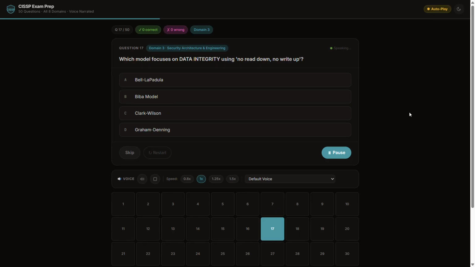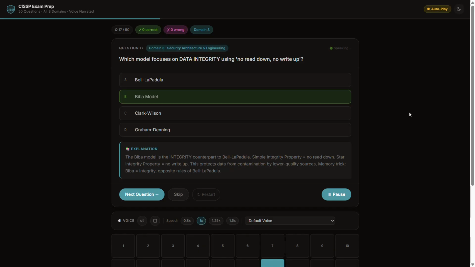Question 17. Which model focuses on data integrity using no read down, no write up? Options: A. Bell-LaPadula, B. Biba model, C. Clark-Wilson, D. Graham-Denning.